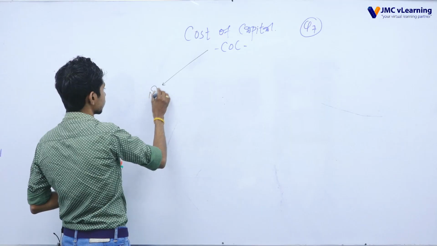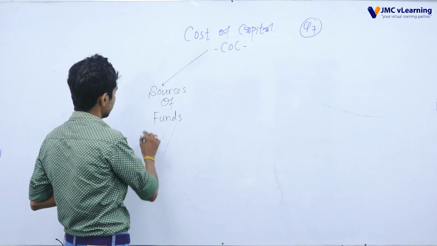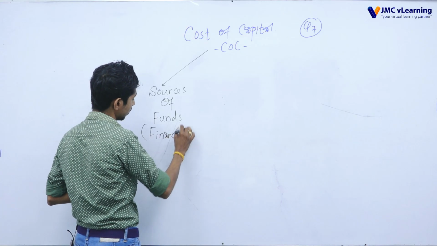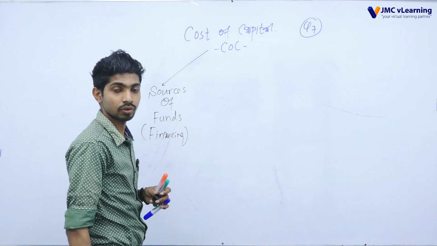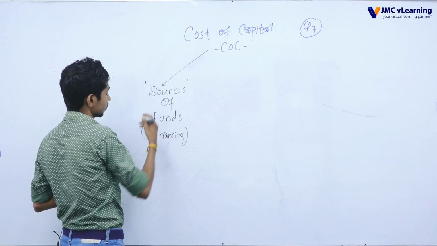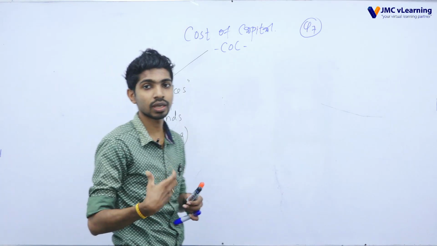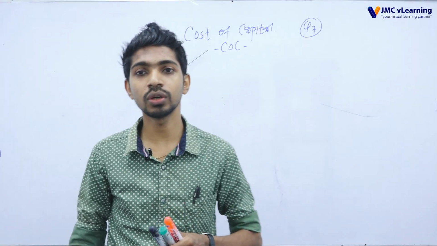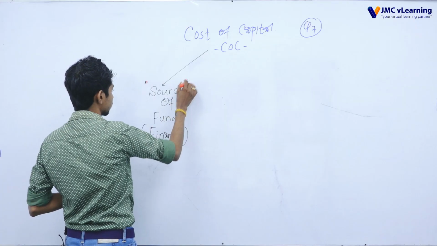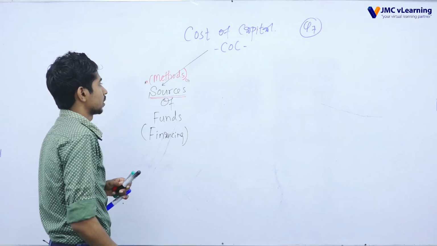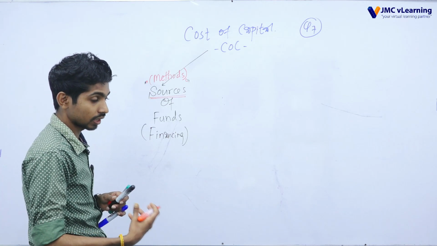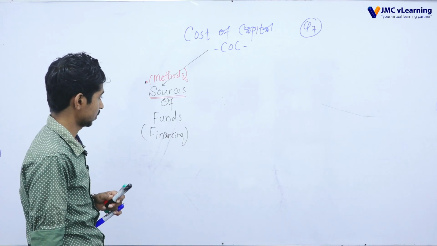What are the sources of funds? This will be called financing. Under management accounting, we are talking about financing, that is the sources of funds. Sources: what are the methods we can use to collect money for the organization? That means we can say the alternative word is methods, how to collect money for the organization.